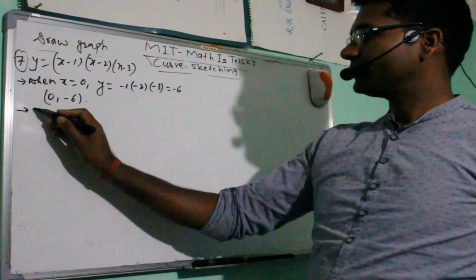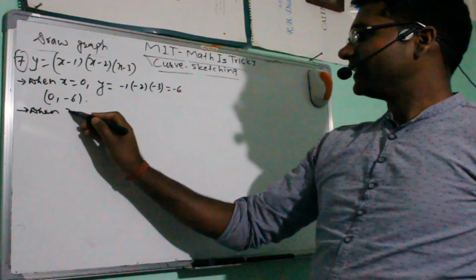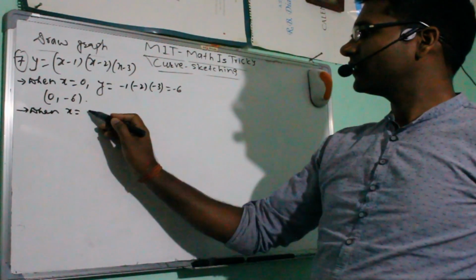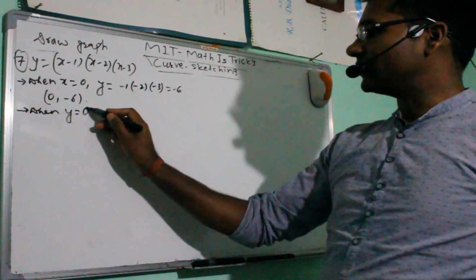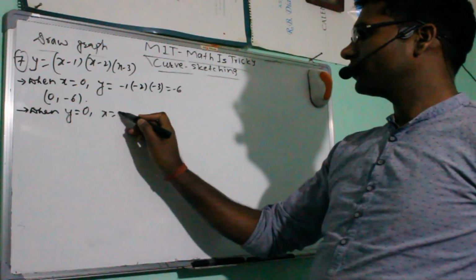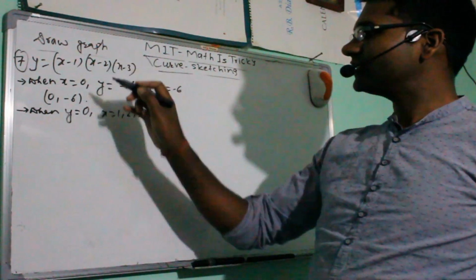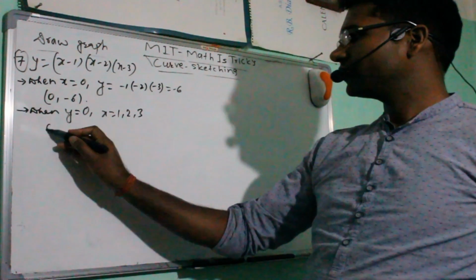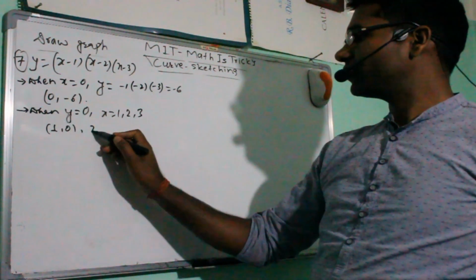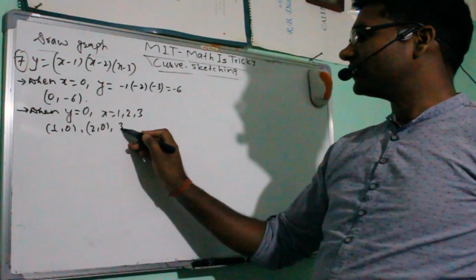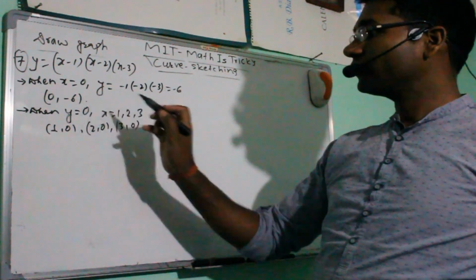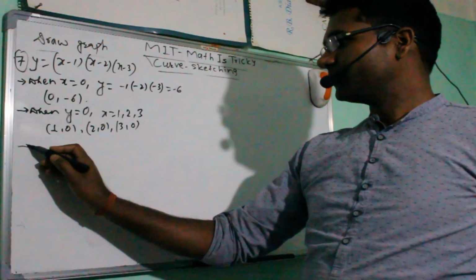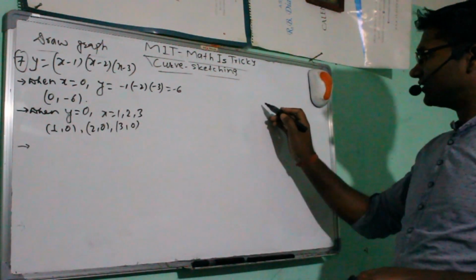Second point, when y equals 0, x will be 1, 2 and 3, isn't it? It means here it passes through (1, 0), (2, 0) and (3, 0). These are the 3 points on the x-axis. This is on the y-axis. Now for the next point, let's draw a graph here.